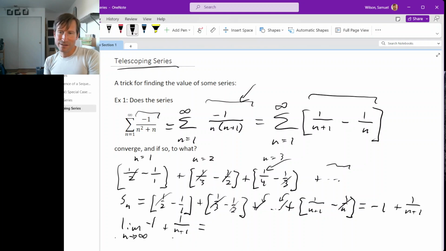And, well, in the limit, this 1 over n plus 1 is going to go to 0, of course, and so we're just left with minus 1. So the value of this series is -1. This series converges to -1.